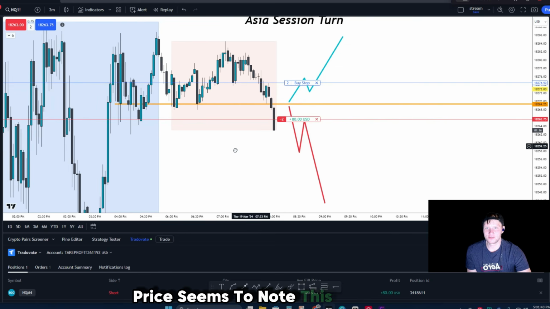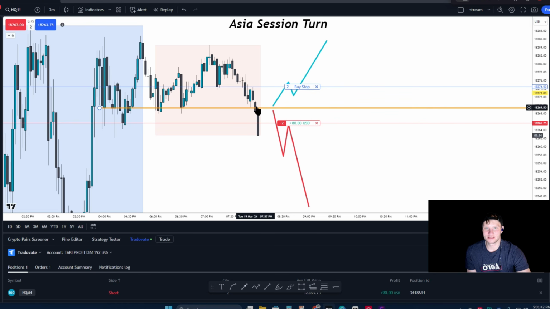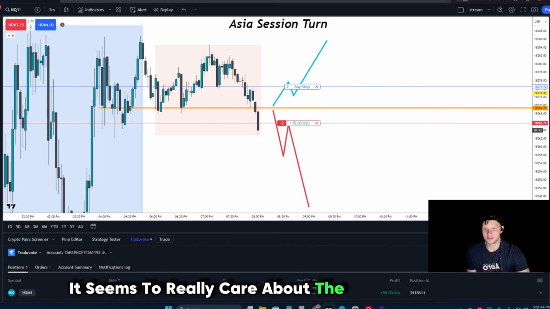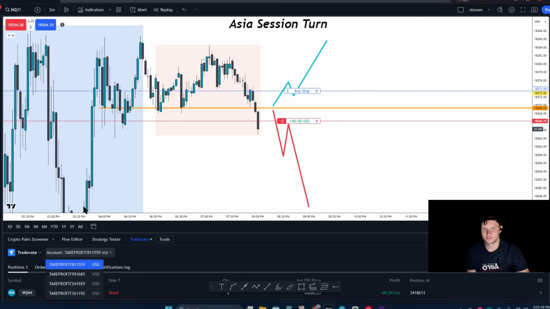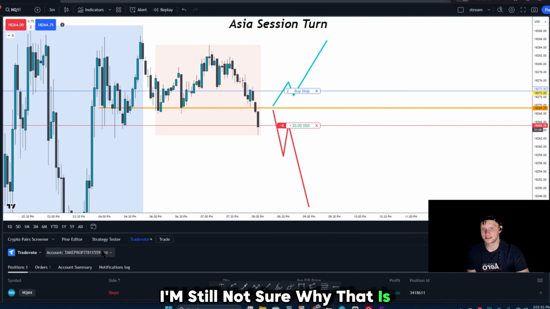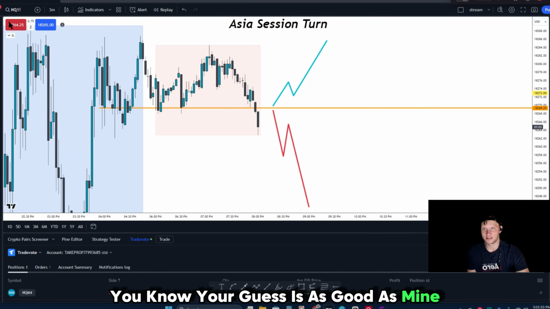Price seems to note this line, right? For whatever reason, it seems to really care about the 4 p.m. closing price. I'm still not sure why that is. Your guess is as good as mine.